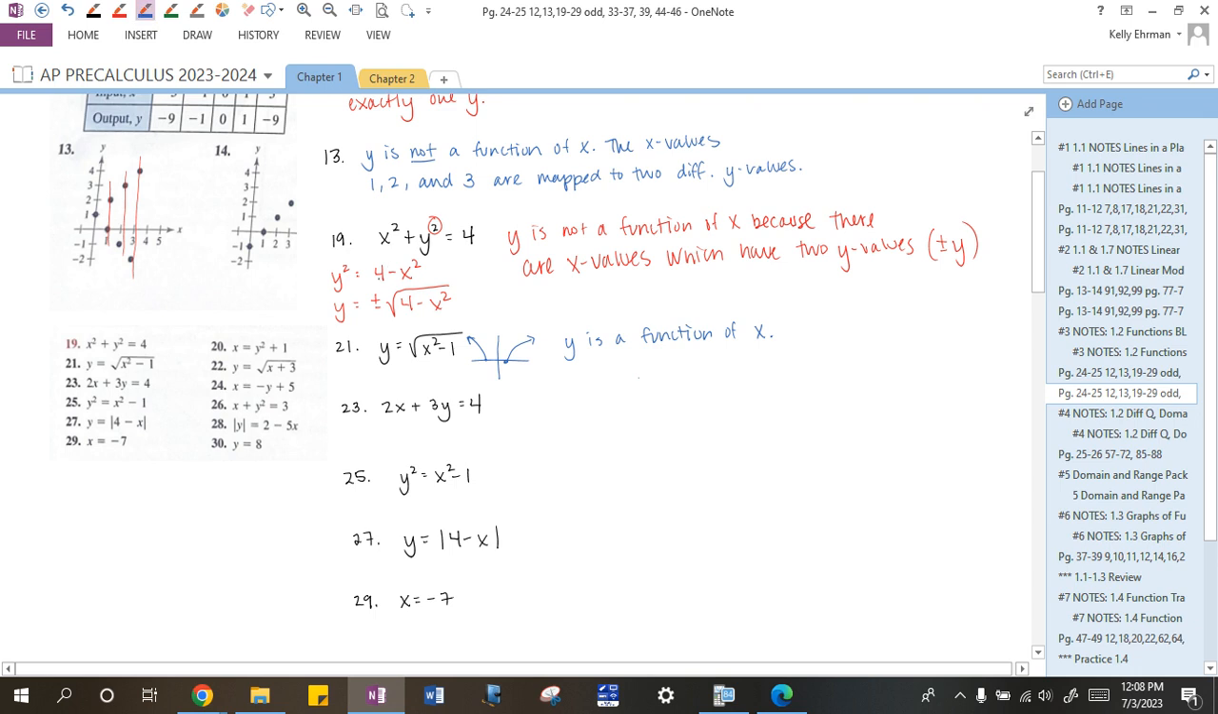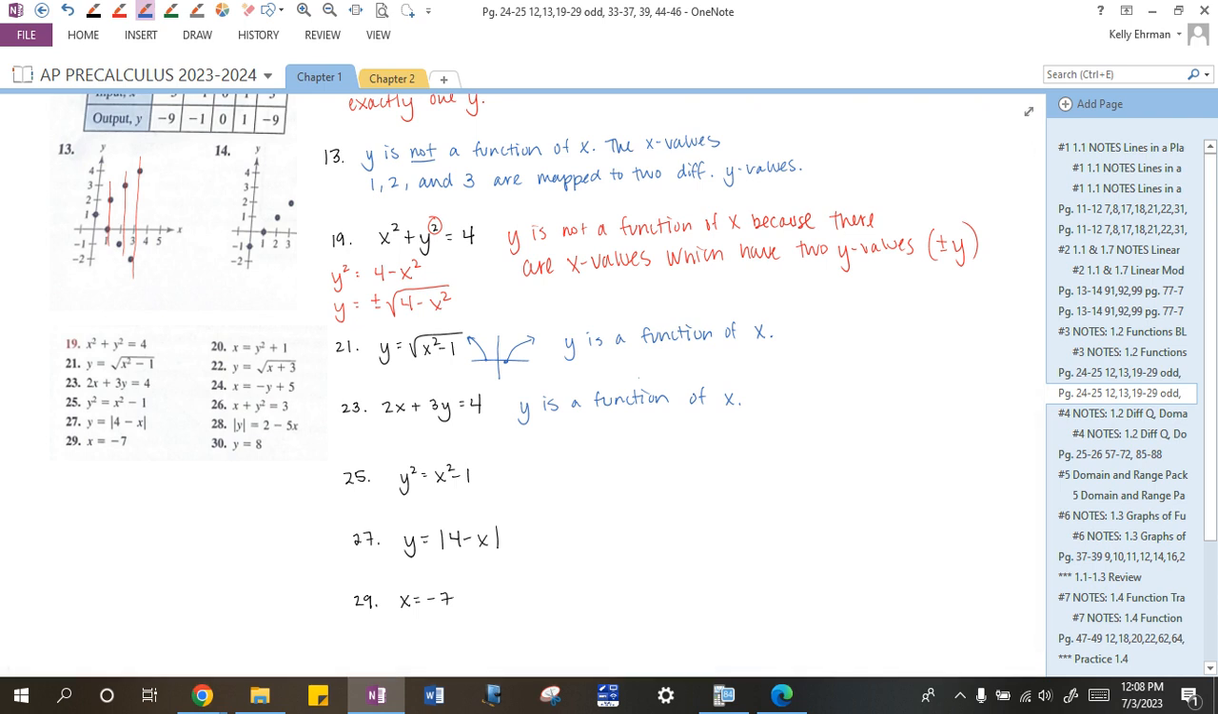Because this 4 minus x squared, when I plug in something for y and I square it, it could be positive or negative, but I'm squaring it, so it's coming out positive. 23 you should recognize as linear. You can solve it for y if you like to, but y is a function of x. And, did you just write function or not function on your homework? Probably, and that's okay.